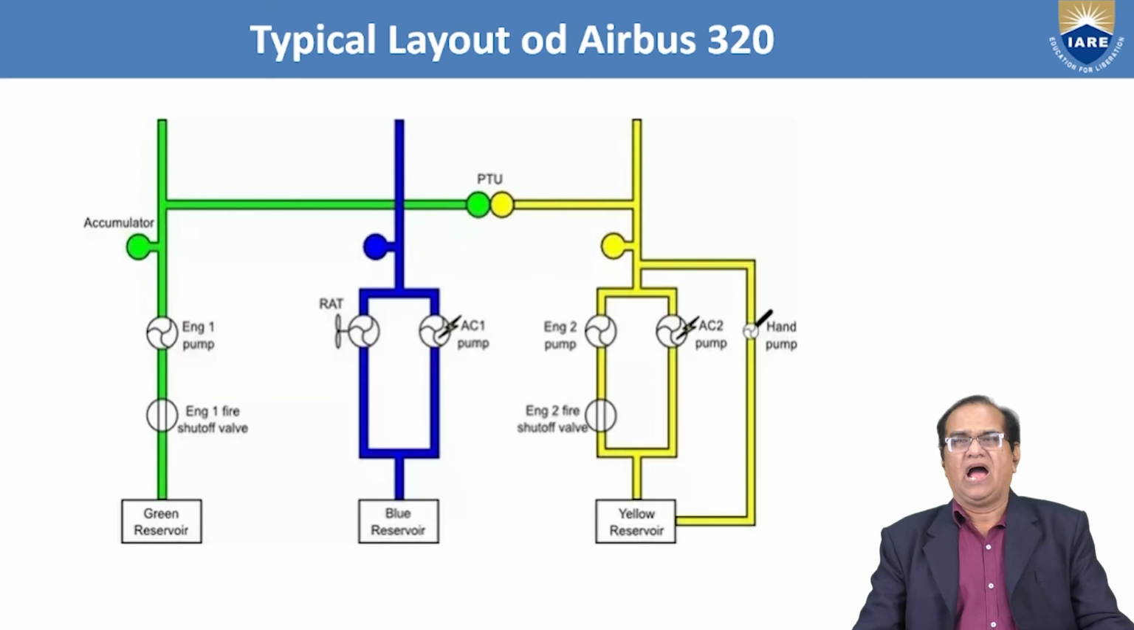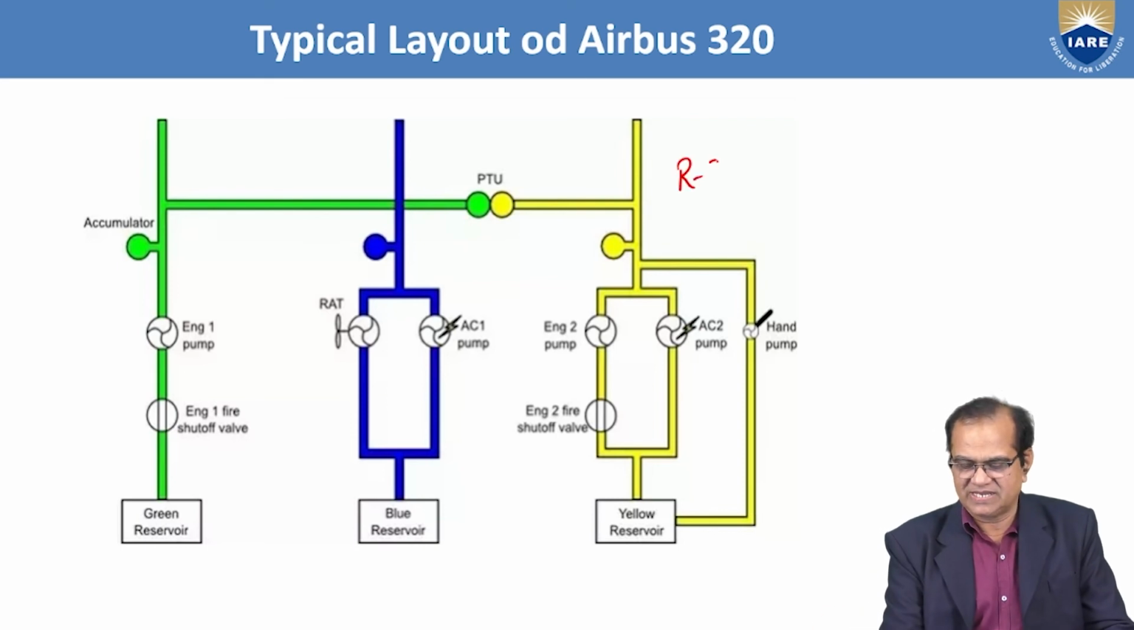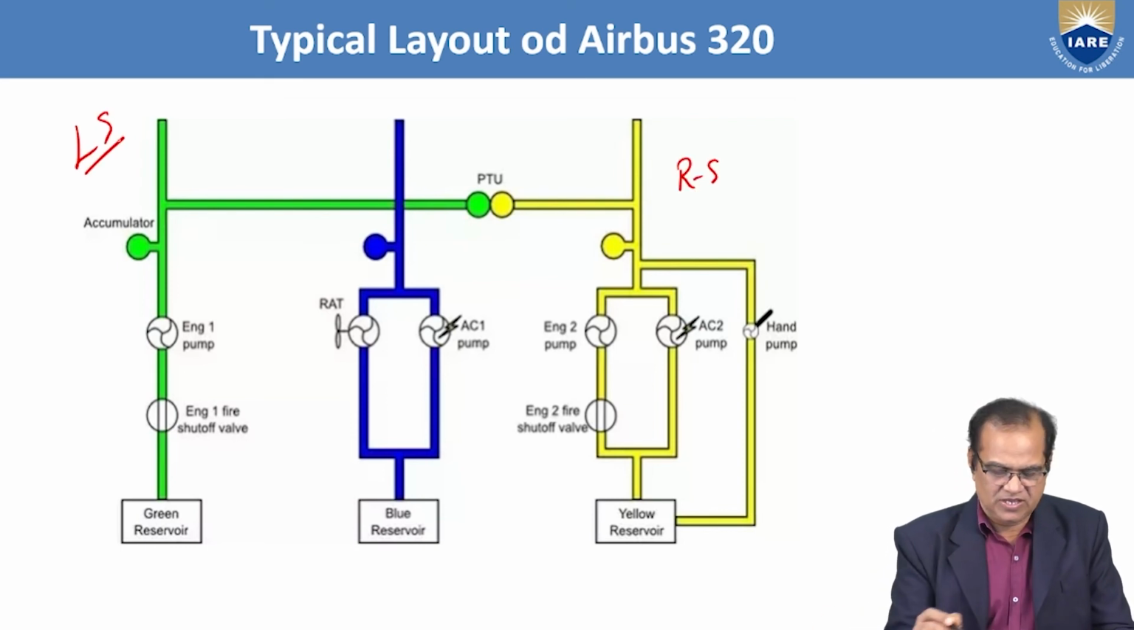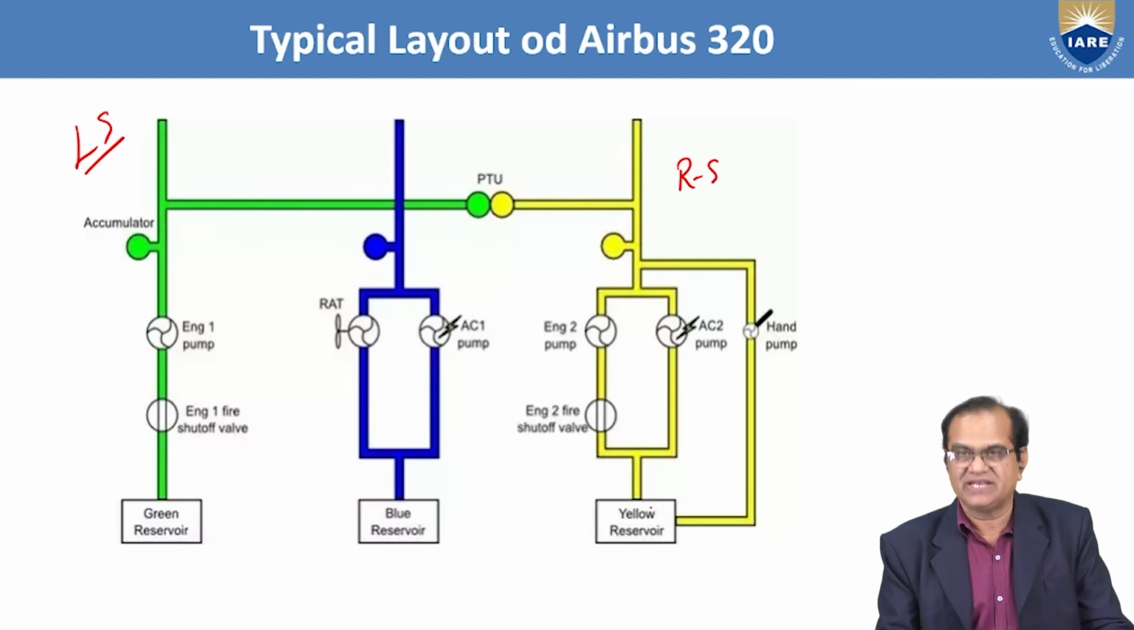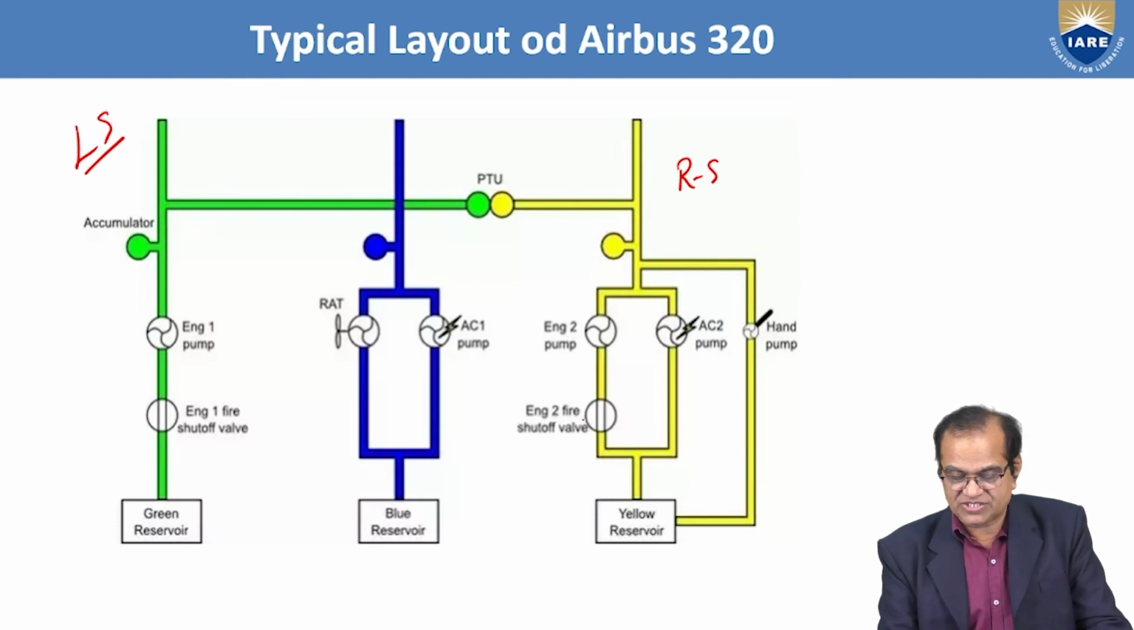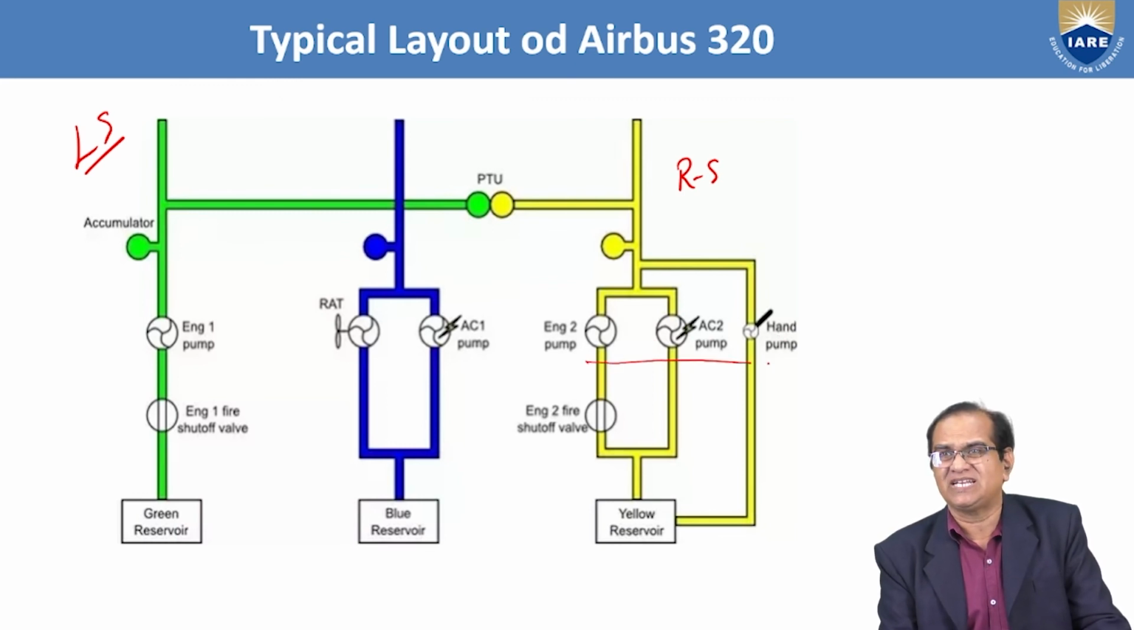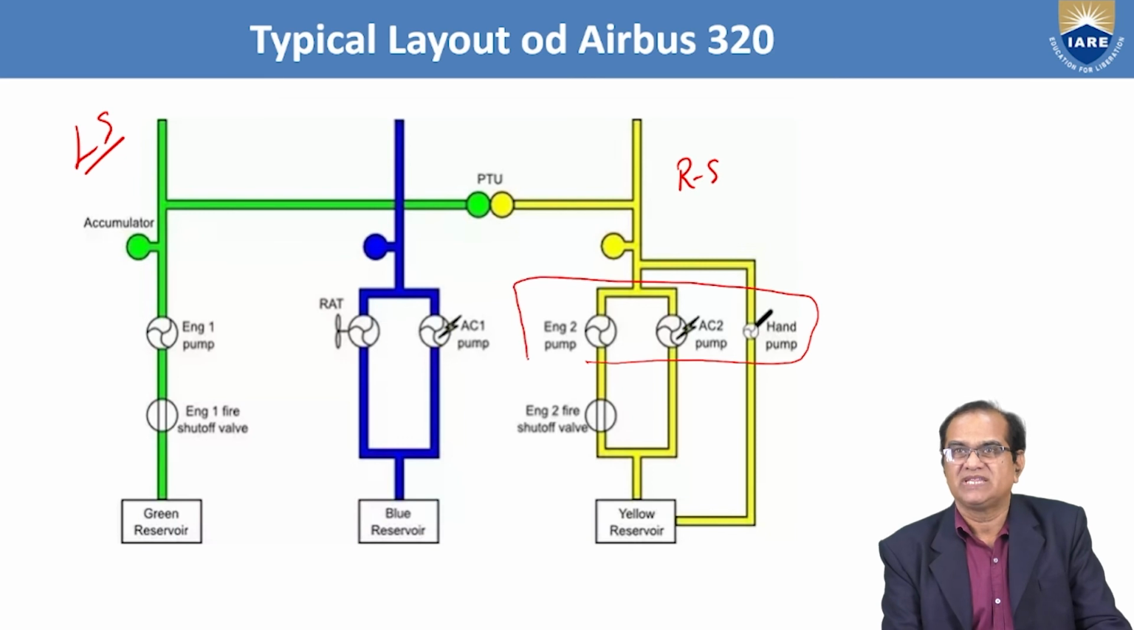Now this is the right side, this is the left side. So here green reservoir and here the yellow reservoir. And what is the difference? You can see here the reservoir is the same. Here we have the engine 2 fire shut-off valve. Engine 2 pump is there. Here is AC2 pump also. This is the electrical pump. And here we have the hand operated pump. So here we have the three types of operation in the yellow system.